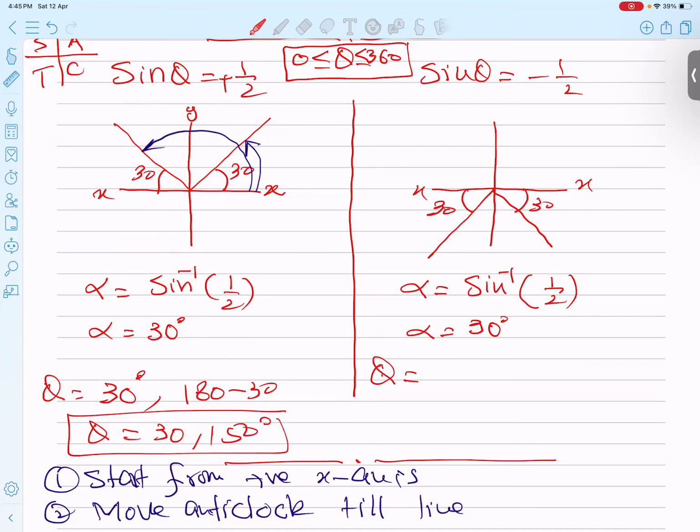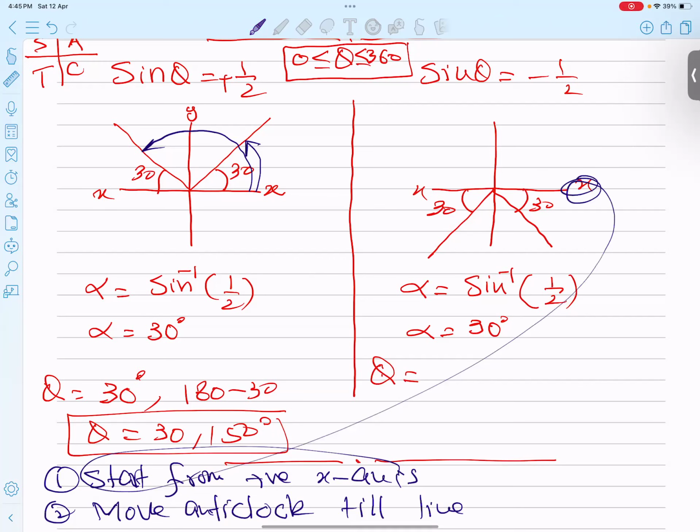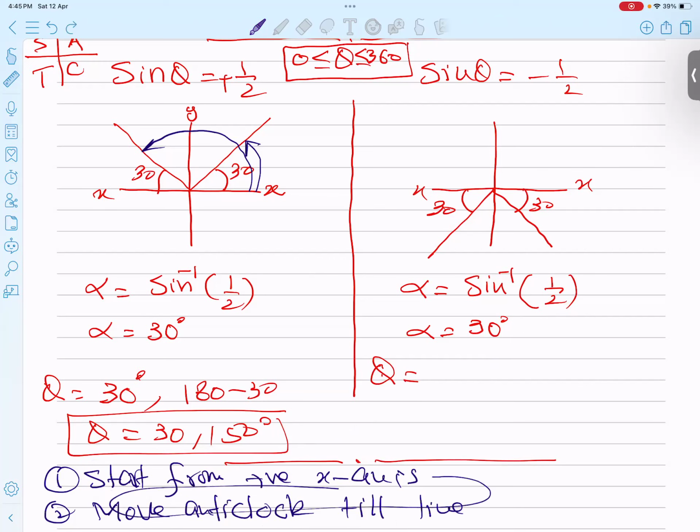Theta, come back. What is the starting criteria? You know, start from the positive x-axis, move anti-clockwise till the line. So from here till here is 180, but I have to stop here, not at all. Move forward. So 180 plus 30 is my answer number one, which becomes 210.